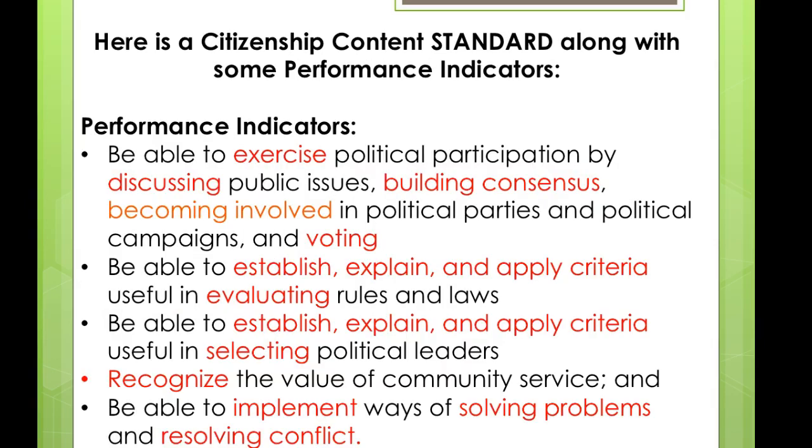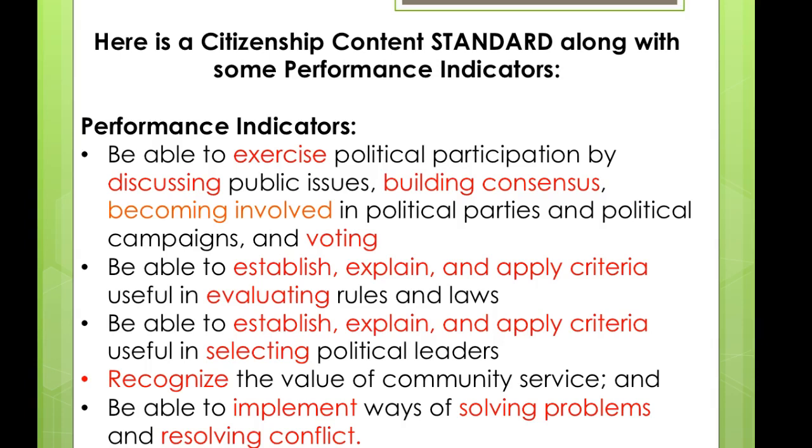So here are some performance indicators. Now the performance indicators are more specific in the sense that they have active verbs. Be able to exercise political participation by discussing public issues, building consensus, becoming involved in political parties and political campaigns, and voting. Is that complicated? The answer is yes, it is. Is that a goal? No, it's not. But these are where you can start extracting the goals. Or be able to establish, explain, and apply criteria useful in evaluating rules and laws.